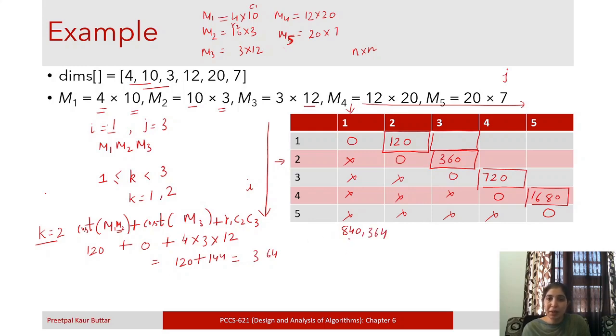So these are the two options, right? And you will pick the minimum of this. The minimum is 364. Okay. So you will choose this. Am I doing it right? It is not 364, it is 264. Okay.